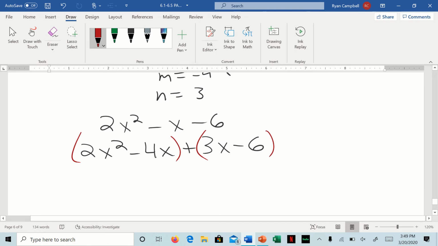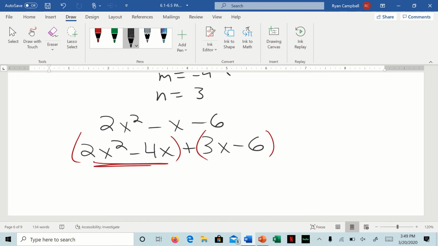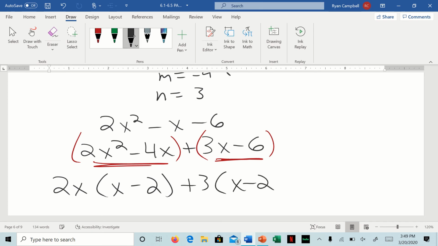If we factor things out, what's in common with the first term? 2x. What's left over? x minus 2. What about the second term? What's in common with both of those? Positive 3. What's left over? x minus 2.